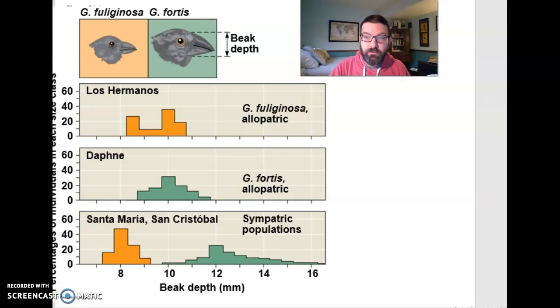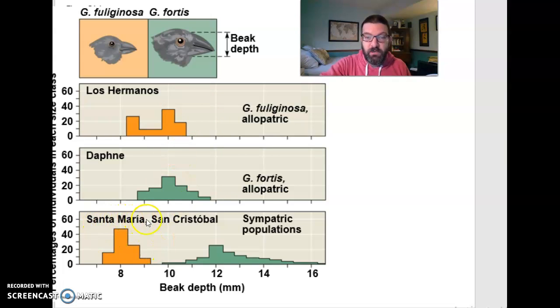As an example of character displacement, we'll go back to Darwin's finches, which just seem to be a classic example of everything, which might be why they helped tip him off about this whole natural selection thing. But we have two species of finches, right? Phlegonosa and Fortis. And they live on separate islands, Los Hermanos and Daphne. And Phlegonosa lives alone on Los Hermanos, Fortis lives alone on Daphne, and as you can see, their beak depth is pretty similar. Fortis is a hair bigger on average, but they're very similar.